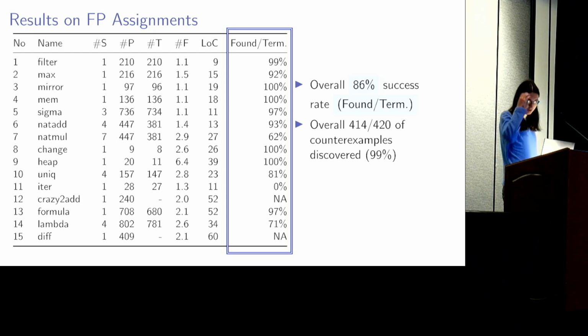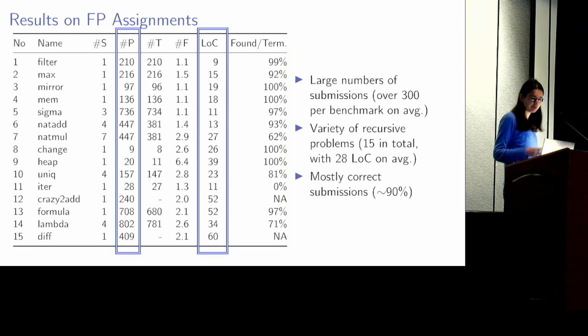This is even better for incorrect programs. So if you only take programs that are incorrect on this set, this success rate is around 99%. Right, there are some more numbers here. So P, for example, tells you the number of submissions per assignment. You have, on average, 300 submissions, which is good to test this clustering algorithm. And then the type and complexity of programs varies. So you have lines of code as well. It's around 30 on average.